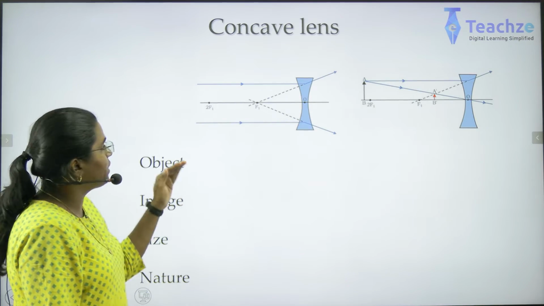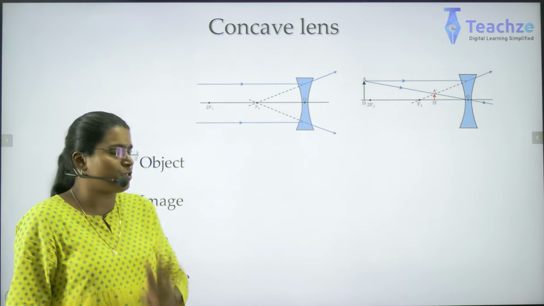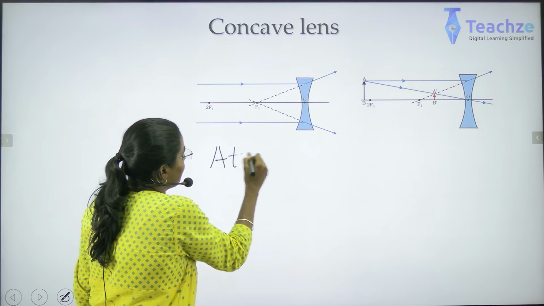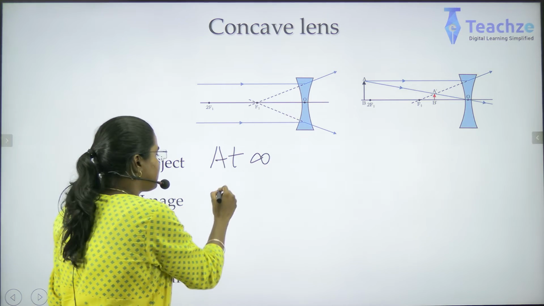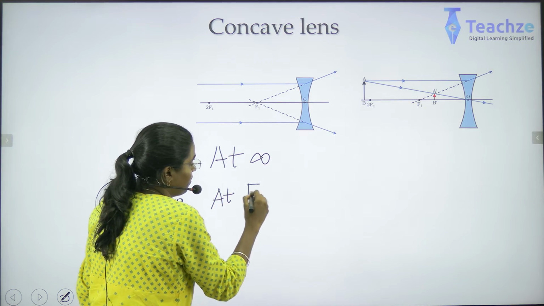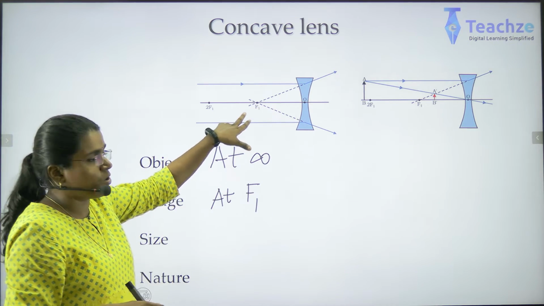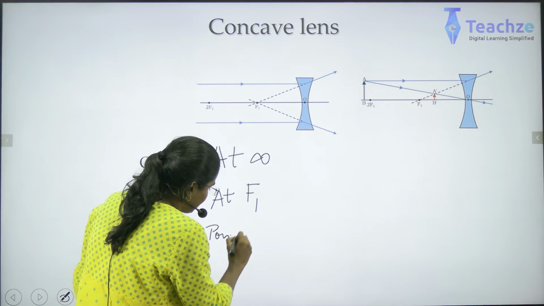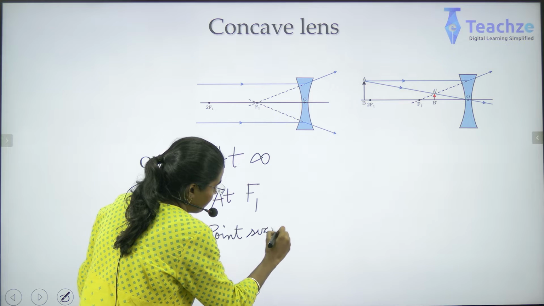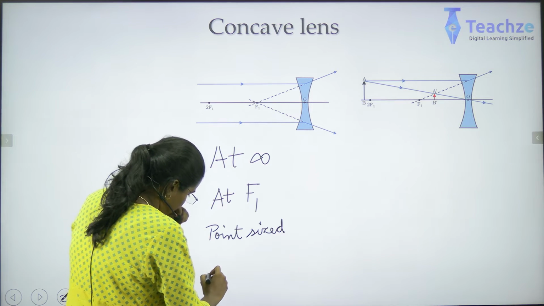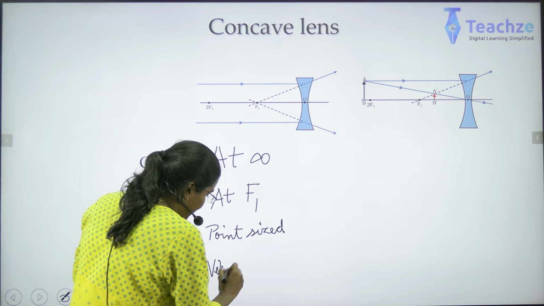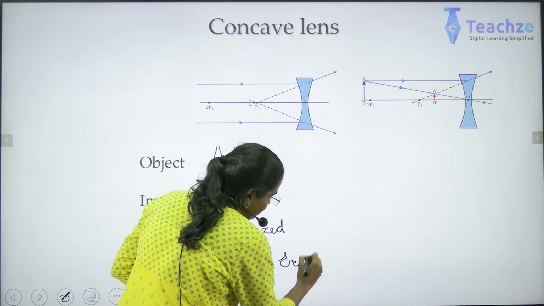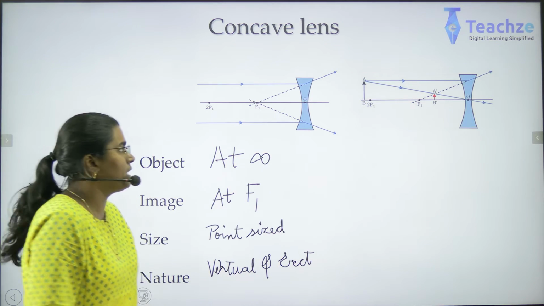So we'll move on to the concave lens. There are only two cases, as I told you. Concave lens, object at infinity: the image will be at F1. You have to retrace it. Okay, so this will be point sized, and virtual and erect. Good.